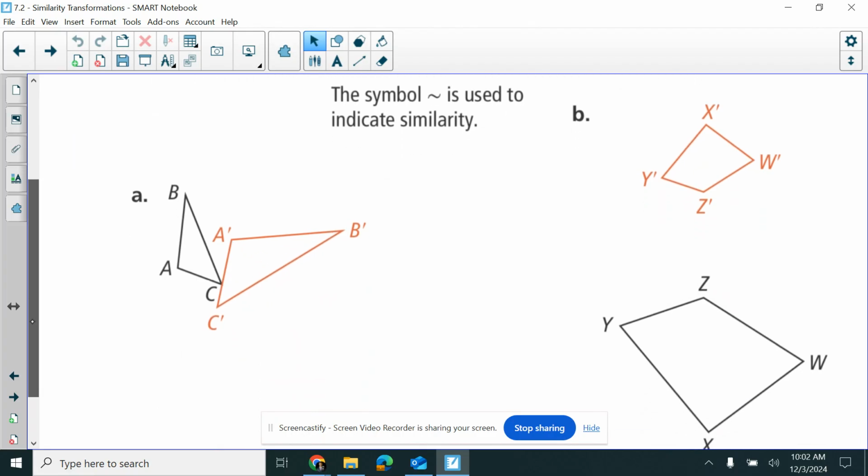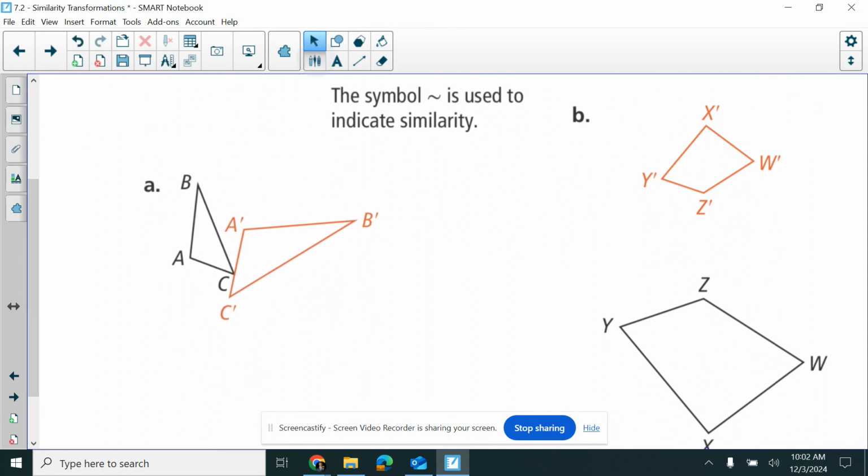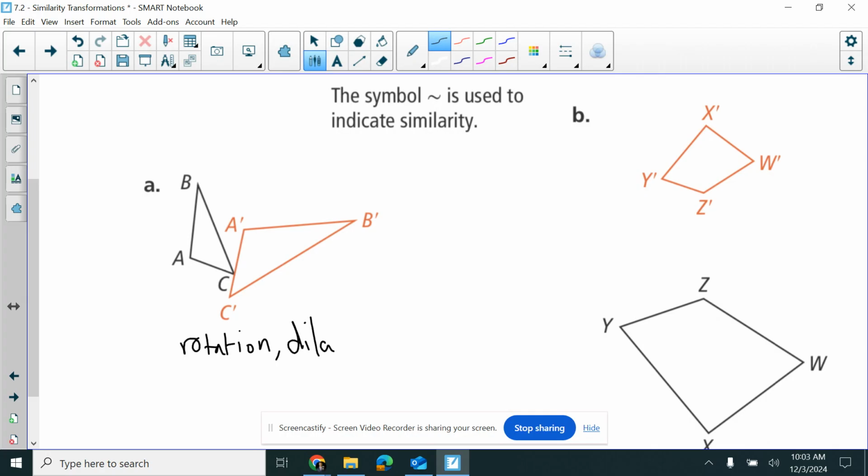If you look at these two examples of similarity transformations, from the original shape there was a turn, so there was a rotation, and a dilation. Again, similarity transformations always include a dilation. If you look at this next one, from the black figure to the red-orange figure, it flipped over, so there was a reflection, and it changed size, so it was also a dilation.